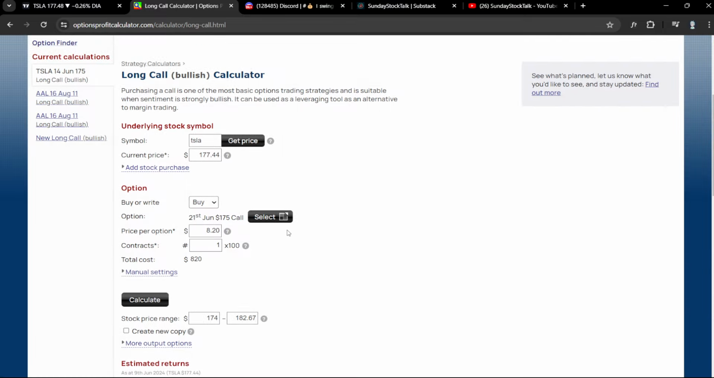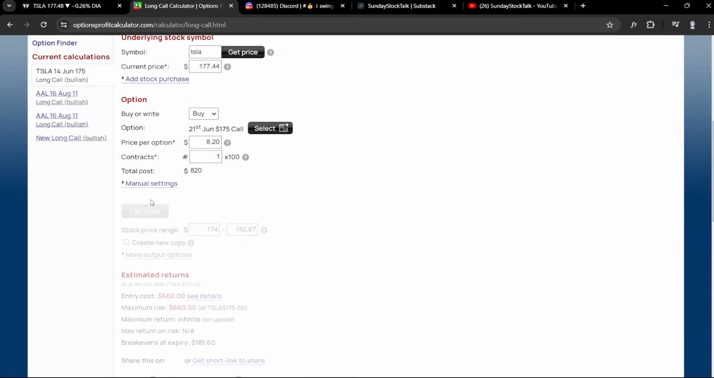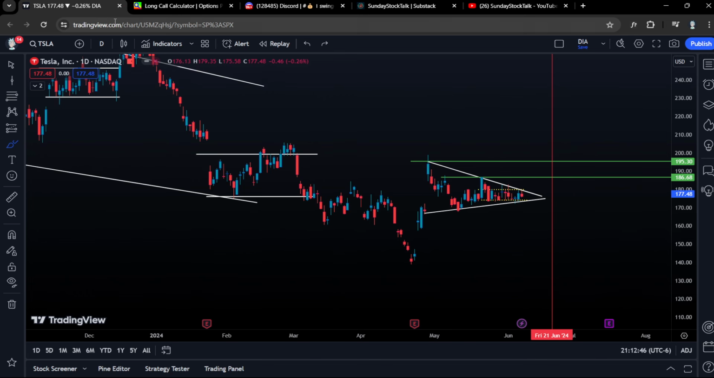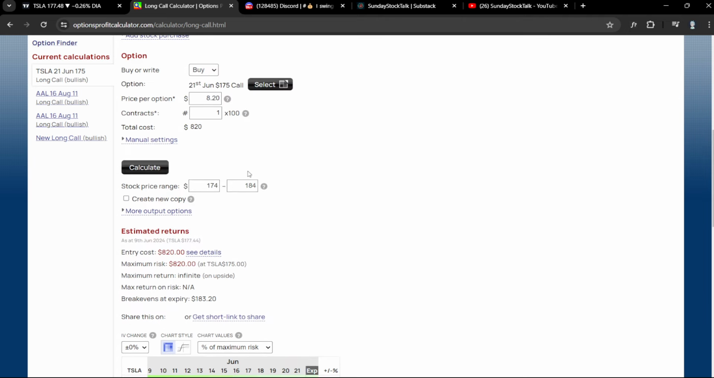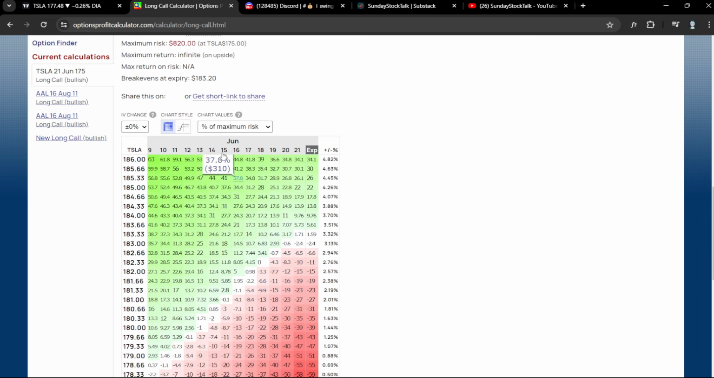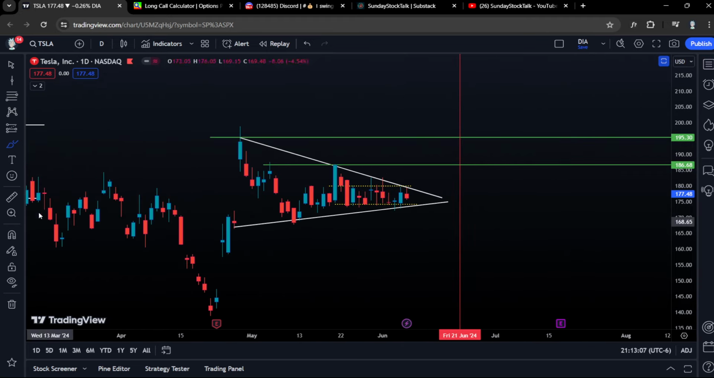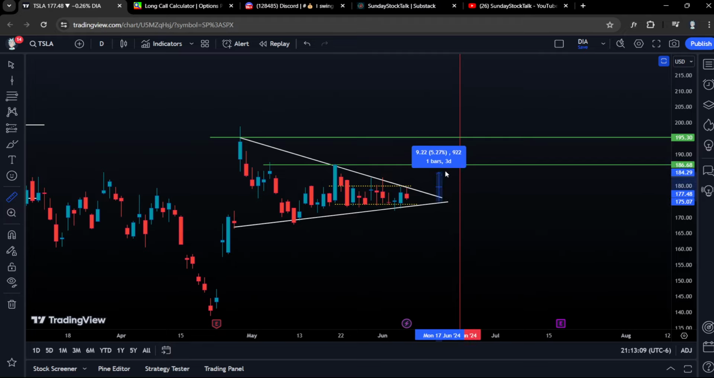So $820 calls. You can also do spreads, call debit spread, and all of that. We have price targets at 180 and then 186. So if we go here and type in 186, that's going to be a solid 50%, or 30% depending upon when we hit that. So this is really our conservative price target here.